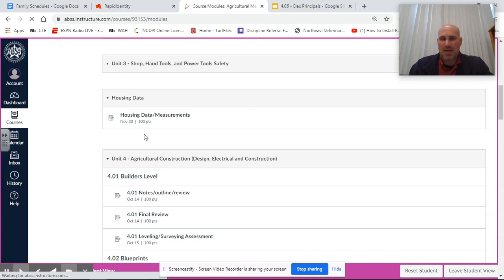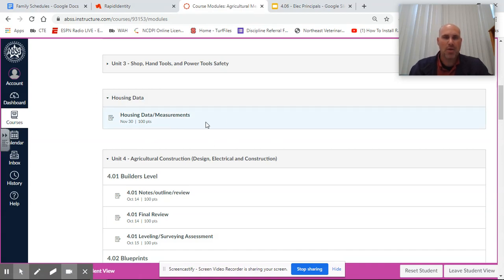One student said that they didn't know exactly where they were, which is a little bit confusing. So right above our Unit 4 module, just to recap, our housing data measurements. When you open that up, you will find the spreadsheet that has all of the information that you are required to put in. As you know, you can add or subtract things depending on your house.